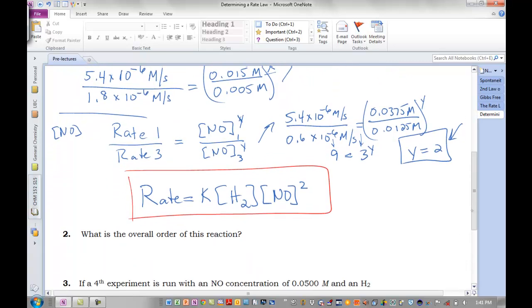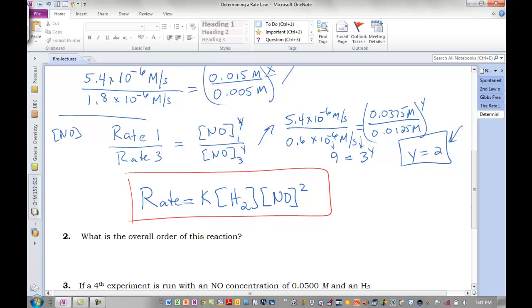All right, next question. We have our rate law. What is the overall order of this reaction? Don't forget that it's first order with respect to hydrogen, second order with respect to nitrogen monoxide, 1 plus 2, third order overall. You just add up your two exponents. That's all there is to it.